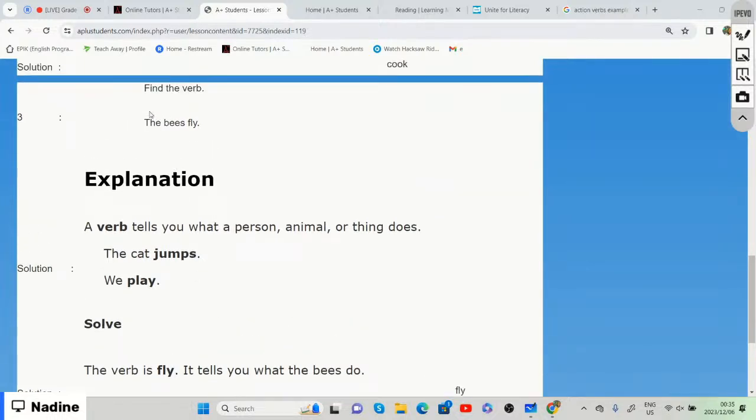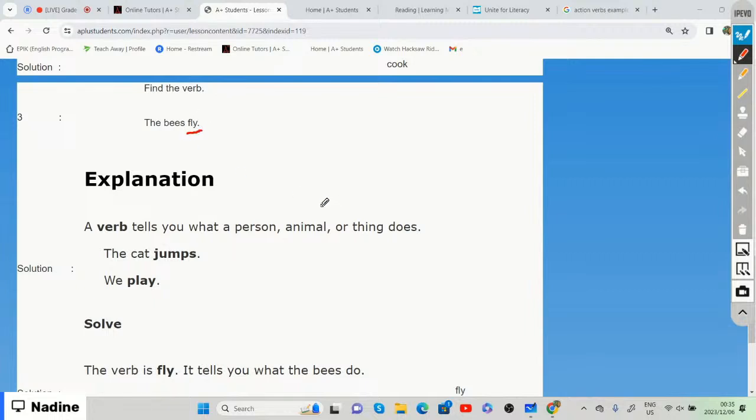So we can say, it says the bees fly. The bees fly. So if we were to find the verb, then we will say fly. So the bees fly. And fly, correct. That is the verb, the action verb.